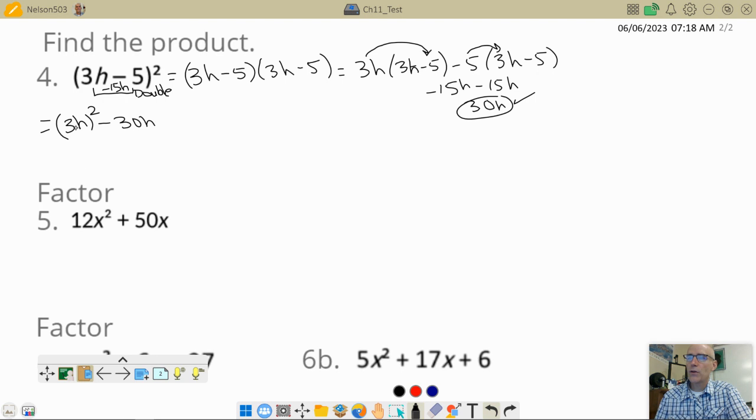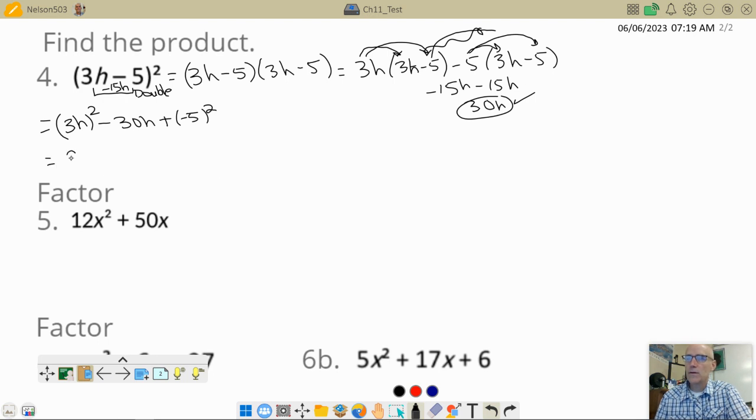The first term, 3h squared, is 3h times 3h. See, that gives us 3h squared. And then the last term is you square the negative 5. So I'm going to put down plus negative 5 squared. That'd be like taking negative 5 times negative 5 over here in the distributive property. Okay, well, let's see what happens here.